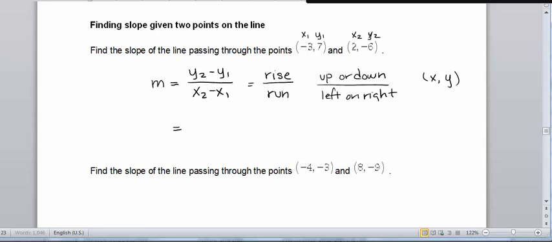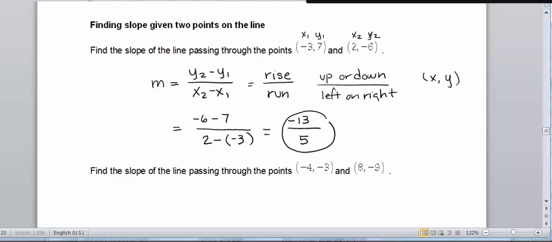M equals y2. So my y2 is a -6. And my y1 is a 7. So minus 7 over my x2, which was 2, minus x1, and then it's a -3, right? So now I just do the math. So -6 minus 7 gives me a -13. And then a 2 minus a -3 gives me a 5. So my slope is -13/5.